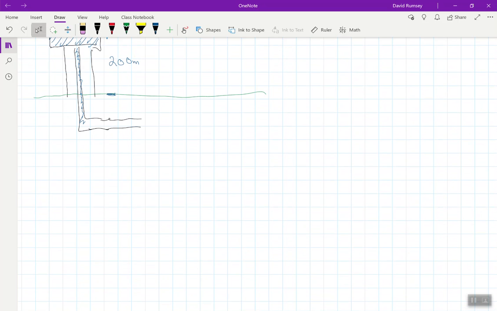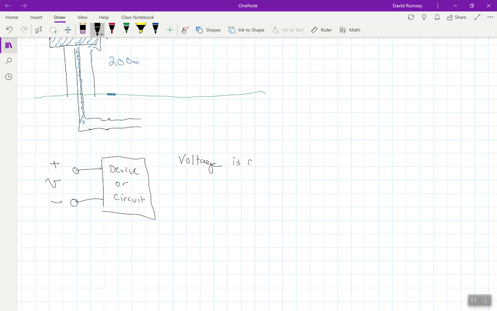Now, when we think about voltage here, again, if we have some kind of terminal here, so this is some kind of either device or circuit. When we measure voltage, there's always two terminals that we measure voltage with. And we have plus, minus, and I'll say V. So voltage is always measured with respect to two terminals.